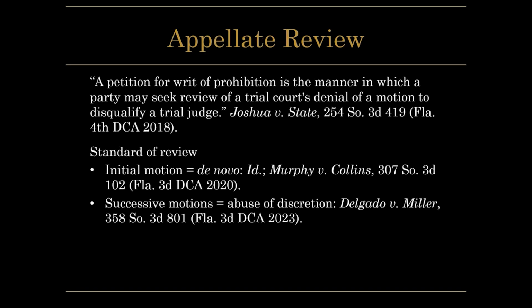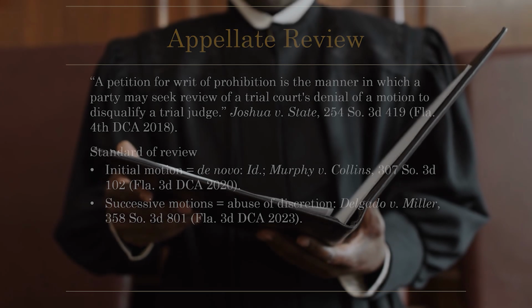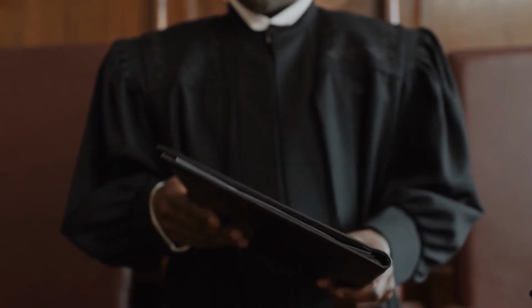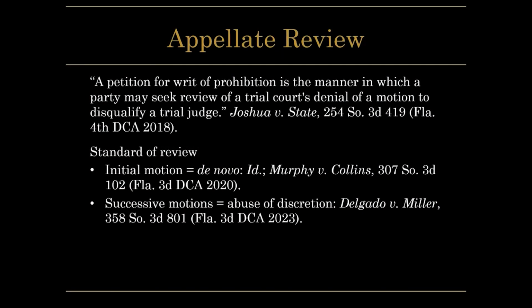It's also important, corresponding to the different standards applied to a motion to disqualify the initial judge and a motion to disqualify the successor judge, the standard of review on appeal or on the writ of prohibition is different for those two rulings. For the initial motion, the appellate standard of review is de novo, which means it's simply a question of law, and the appellate court doesn't give any deference to the decision of the trial judge in ruling on the legal sufficiency or timeliness of the motion.